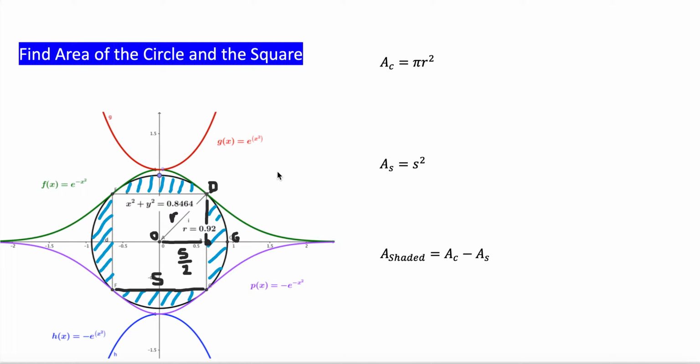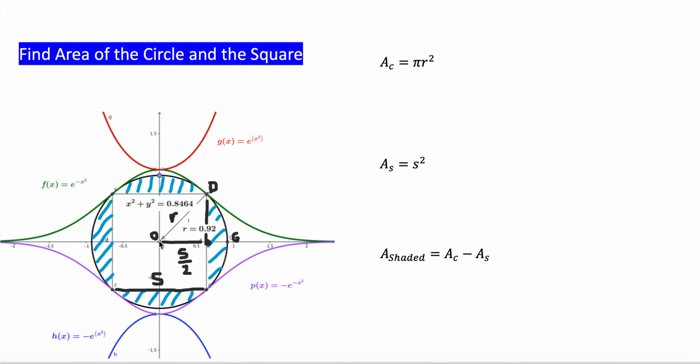So for us it's important in this question to find out what is the area of the circle, what is the surface area of the square, and what is the area of the shaded region. Here this shaded region is between the circle and the square. And let's start with the area of the circle.